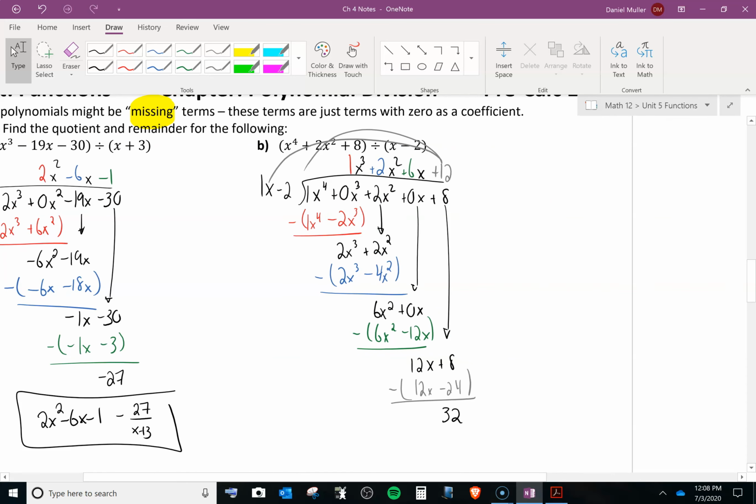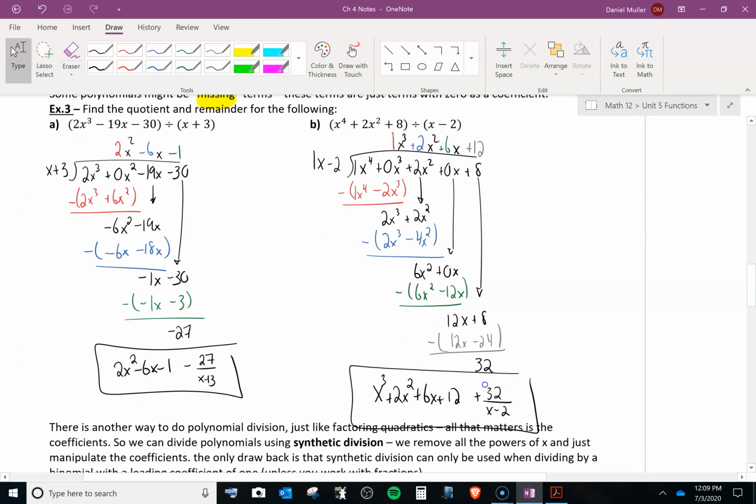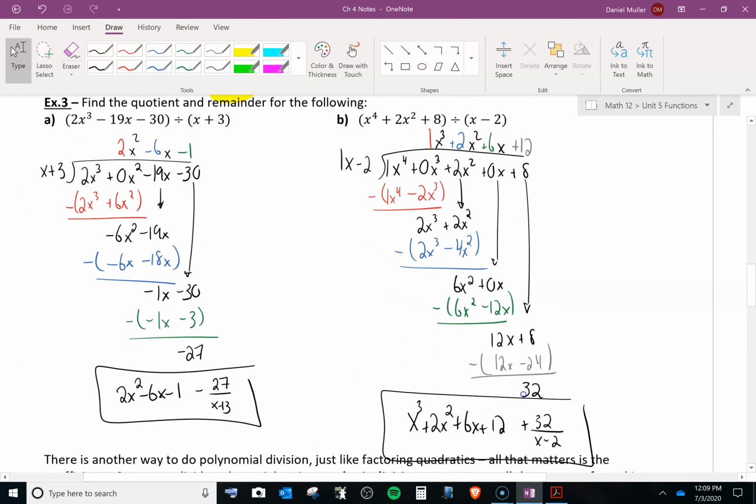Okay, so my answer therefore is x cubed plus 2x squared plus 6x plus 12 plus a remainder of 32 over, I'm dividing by x minus 2. So that is my answer, which I should just double check. And yeah, that looks right. So I will just zoom out here. That's the end of this video.